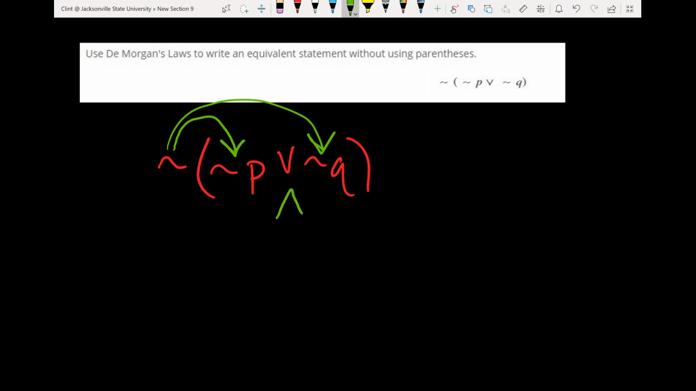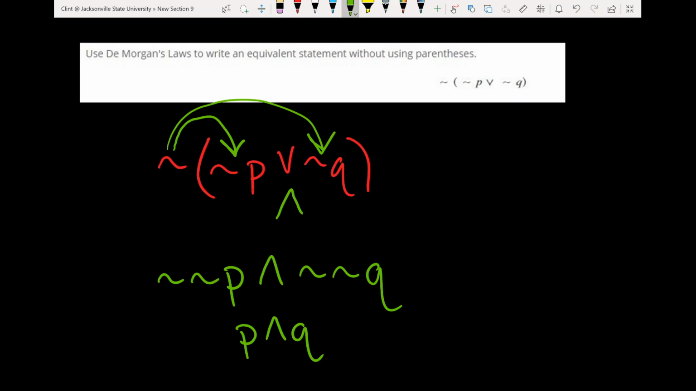So if we do that distribution, we end up with squiggle squiggle P, and squiggle squiggle Q. So we've added a squiggle to both of the things on the inside, and then we flip the symbol from OR to AND. On this, we've just got one little thing we can do to simplify, and we'll be done. You can think about the squiggles, the negations, like minus signs. Anytime we have two minus signs, they cancel each other out. So we can just call this P and Q.